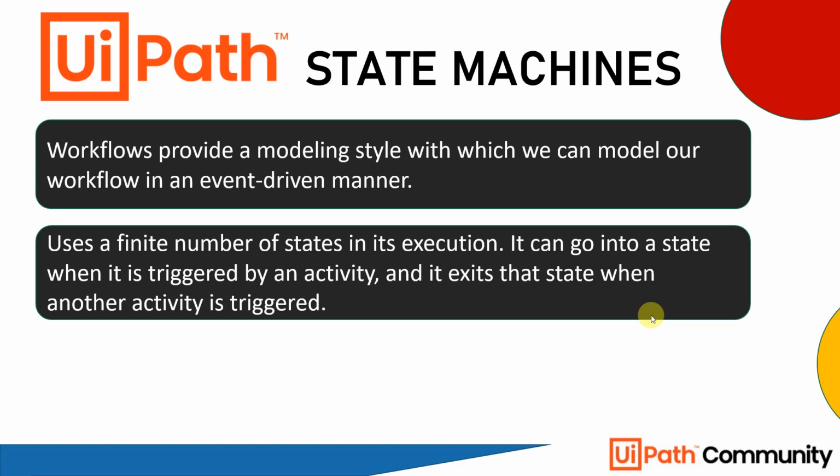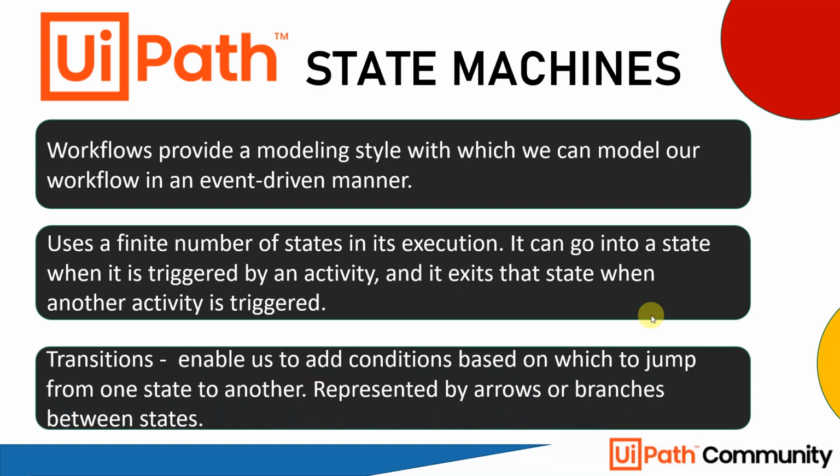So that is the benefit of a state machine. There are a finite number of states, and a state is triggered whenever an activity is triggered in the previous one. If you read this, it uses a finite number of states in the execution. It can go into one state when it is triggered by an activity, and it exits that state when another activity is triggered. That is how states work, and then we have something called transition.